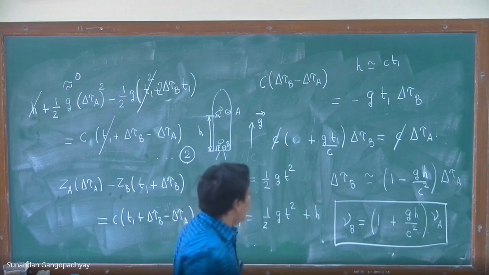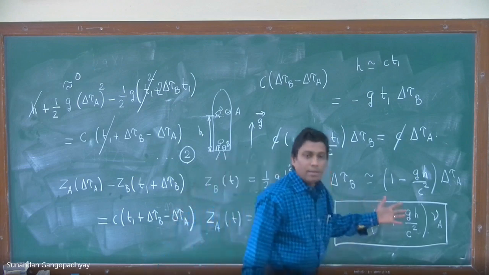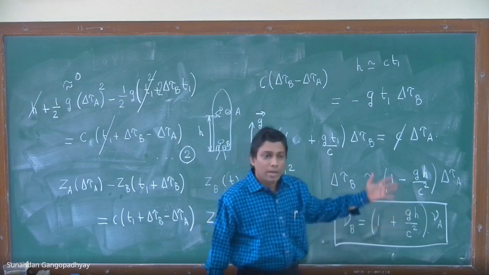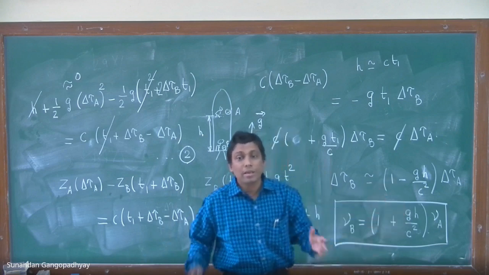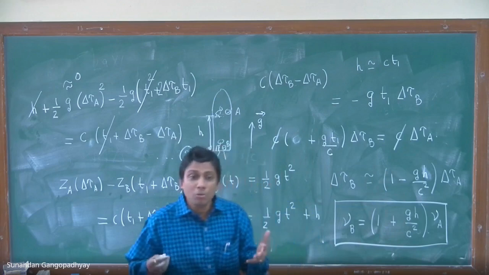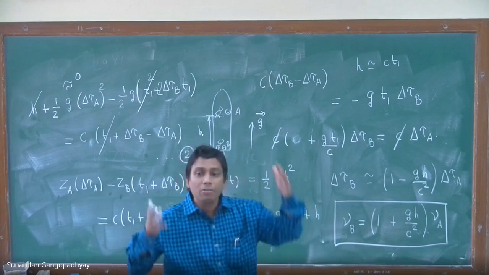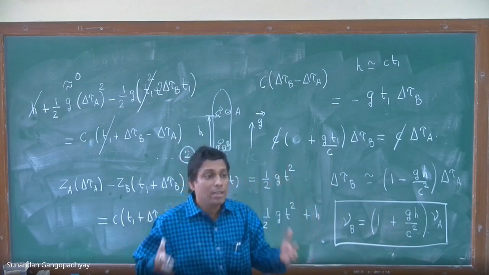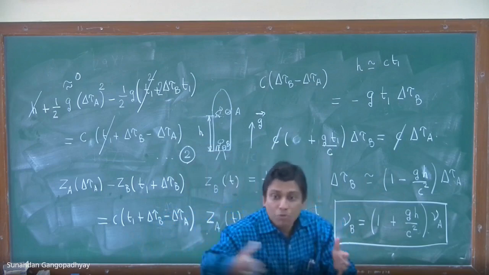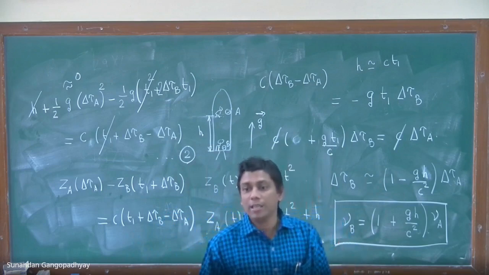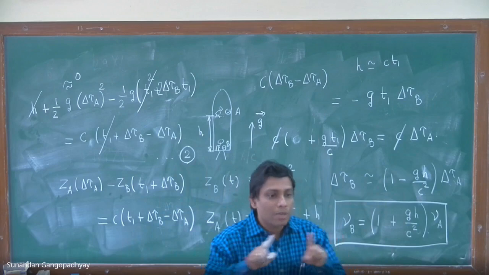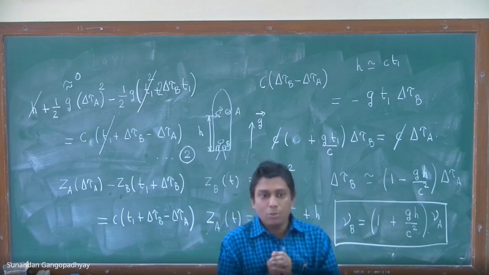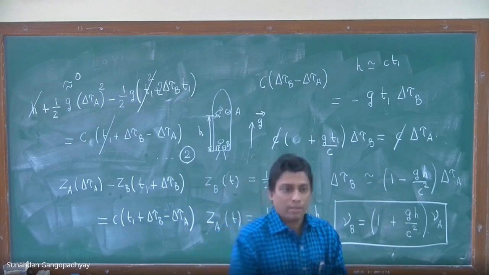The crucial point is that in the gravitational time dilation effect, the two observers are at rest with respect to each other. They are not moving. They are just sitting in a uniform gravitational field. In special theory of relativity, they can move with respect to each other, two inertial observers moving. If they just sit quietly in one place, nothing will happen.